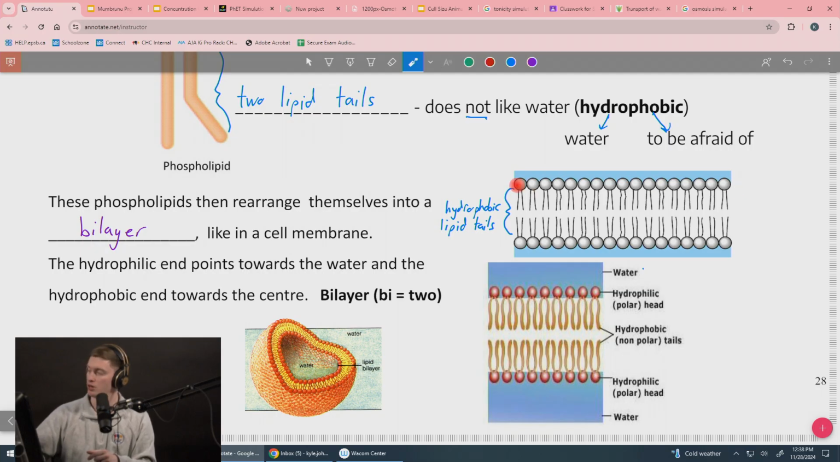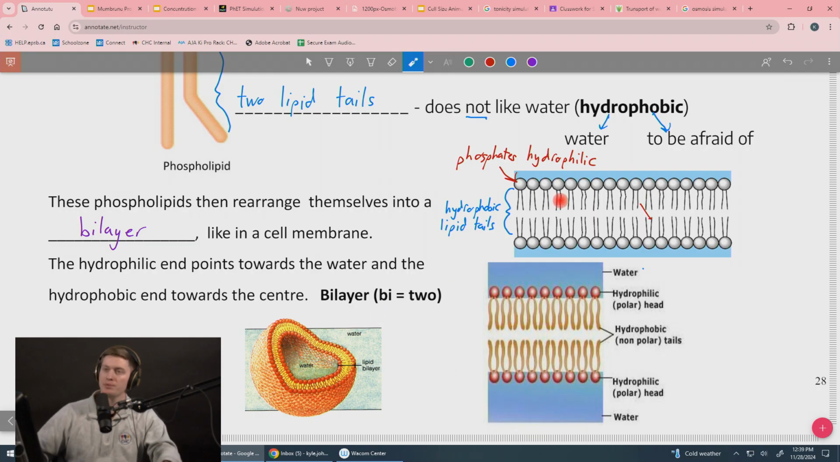And then all along the top here are our phosphate heads, which are hydrophilic. I know that the diagram below has these exact same labels, but if you write it out, then it will help you remember it. The hydrophilic end points towards the water, and the hydrophobic end points towards the center. A bilayer just means that there's two layers. Bi means two. Layer on top with the tails pointing in, and layer on the bottom also with the tails pointing in. Water on either side.